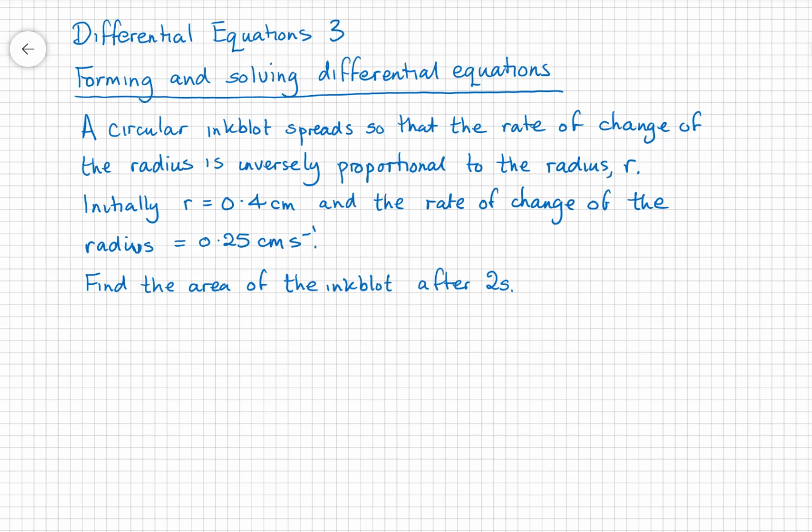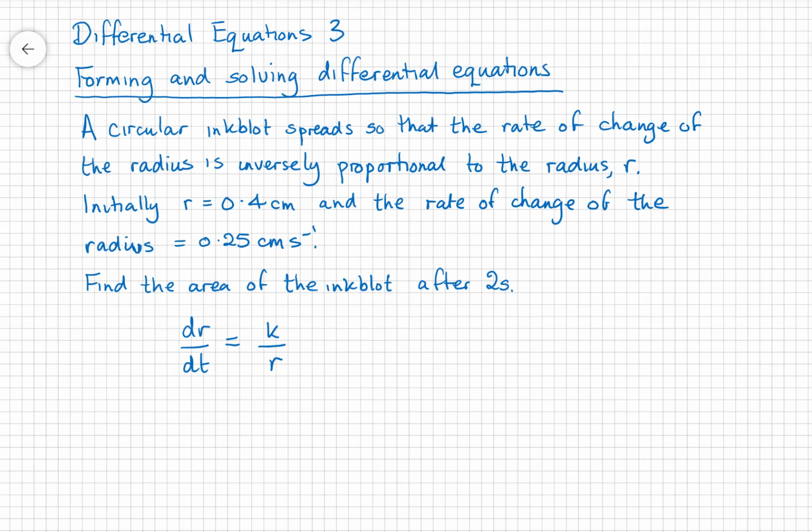We're told that the rate of change of radius is inversely proportional to the radius r. And so we're going to write that as dr by dt. Remember that the rate of change of something is the rate of change with respect to time. That may not always be stated, but that will always be true. And because it's inversely proportional, we would write that it is equal to k over r.